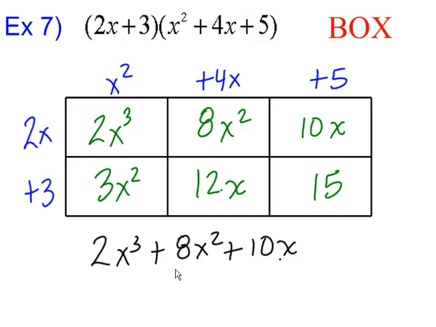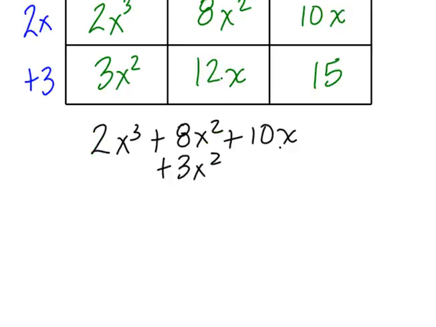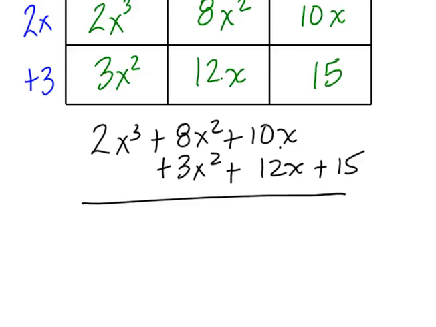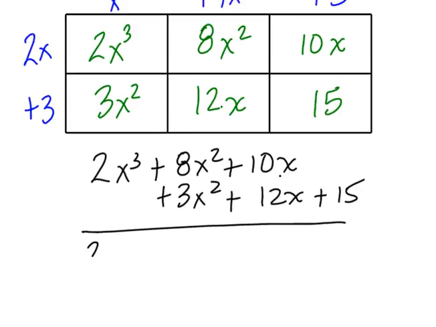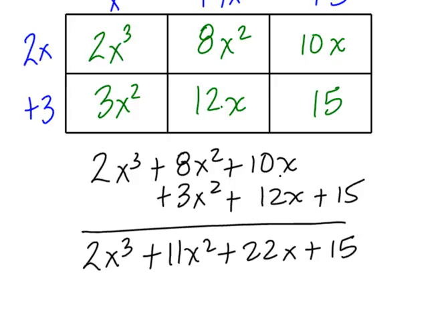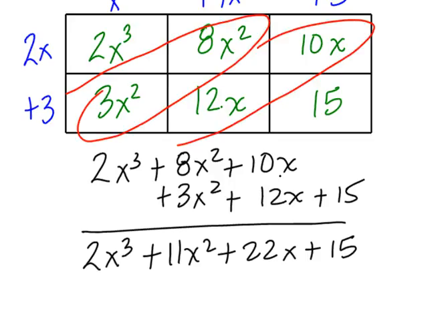And I'm going to put down underneath them ones that are alike, 3x squared, extend my page a little bit, 3x squared plus 12x plus 15. And I'm going to add those up together. And I get 2x to the third plus 11x squared plus 22x plus 15. And again, here's that one about the diagonals. See, on the diagonals, we have the common terms.